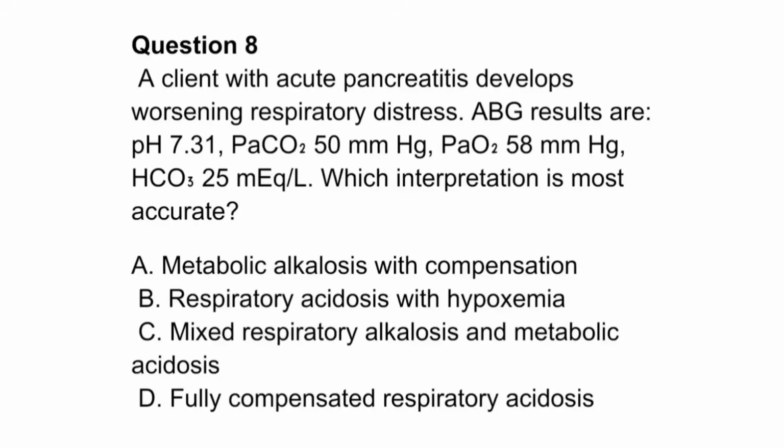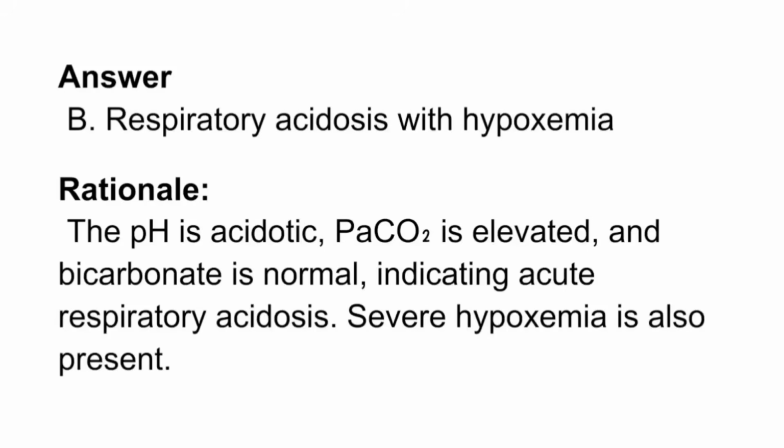Respiratory acidosis with hypoxemia. C. Mixed respiratory alkalosis and metabolic acidosis. D. Fully compensated respiratory acidosis. Answer: B. Respiratory acidosis with hypoxemia. Rationale: The pH is acidotic, PaCO2 is elevated, and bicarbonate is normal, indicating acute respiratory acidosis. Severe hypoxemia is also present.